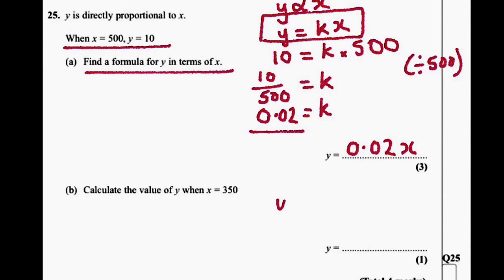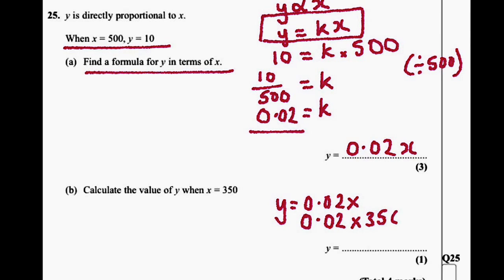Okay, well I know that Y is equal to 0.02X. And it tells me that X is equal to 350, so it's 0.02 times 350. I type it into my calculator, and the answer I get is 7.